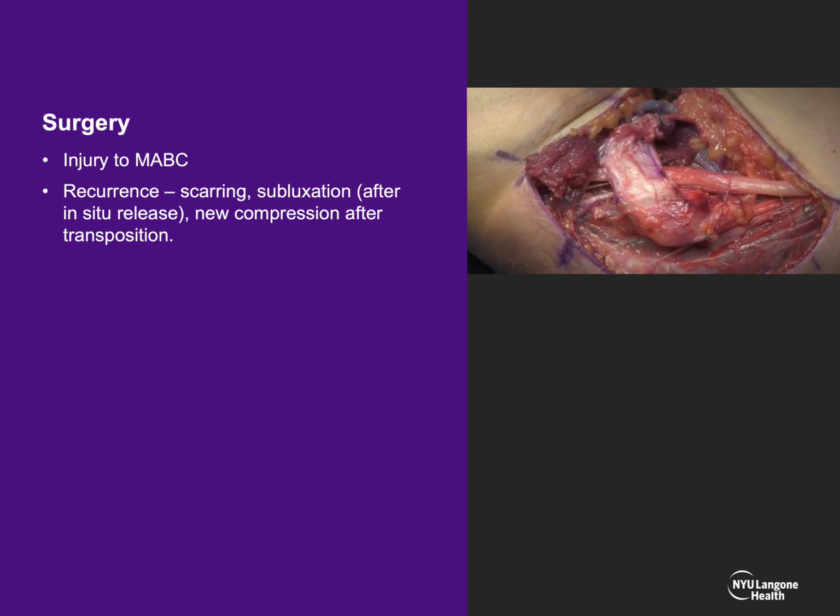Recurrence can occur if you do an in situ release and there's subluxation of the ulnar nerve, scarring of the ulnar nerve, or if you transpose the nerve and now there's a new area of kinking of the nerve. Either you didn't release the intermuscular septum, and so there's kinking proximally, or you didn't release the FCU distally, so there's kinking of the ulnar nerve as it makes that course from an anteriorly transposed position. Now it's diving back to its normal posterior position. So subluxation after in situ release can cause recurrence, and kinking either proximally at the intermuscular septum or distally at the FCU.